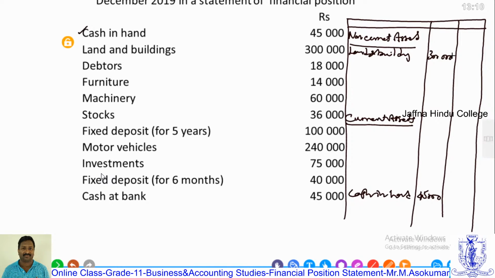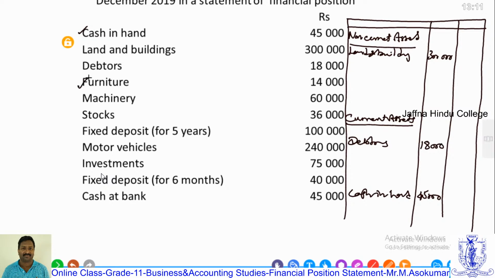Debtors mean trade receivables. Trade receivables arise from credit sales, and that much of the amount is receivable from debtors. That is a current asset listed on the second line of current assets. The first line is inventory, the second line is trade debtors. Debtors are 18,000.